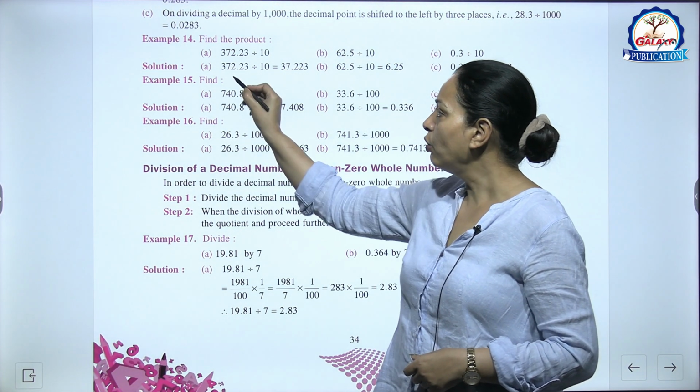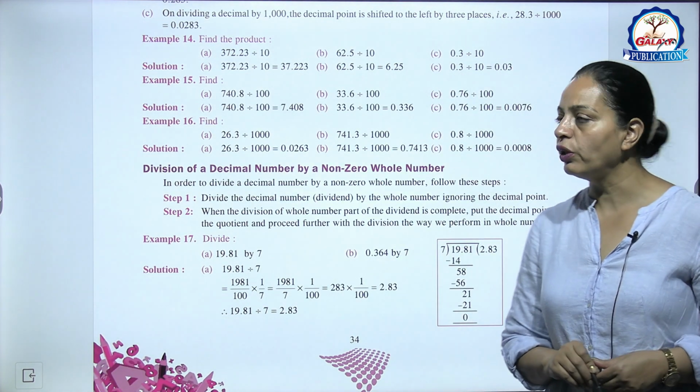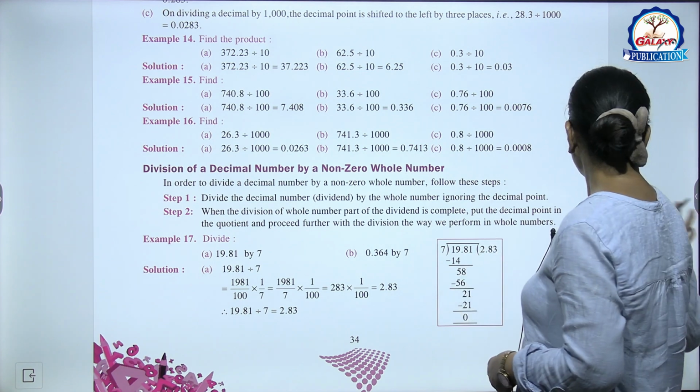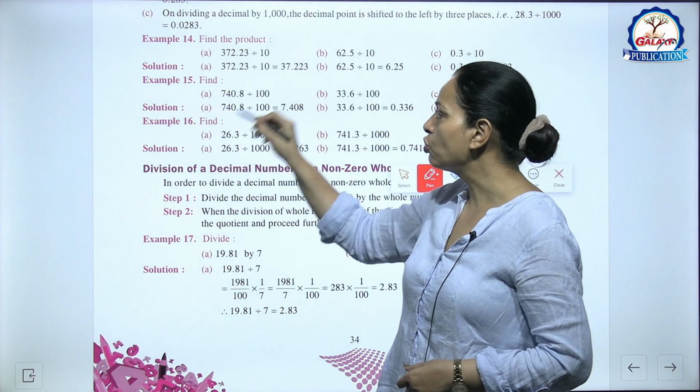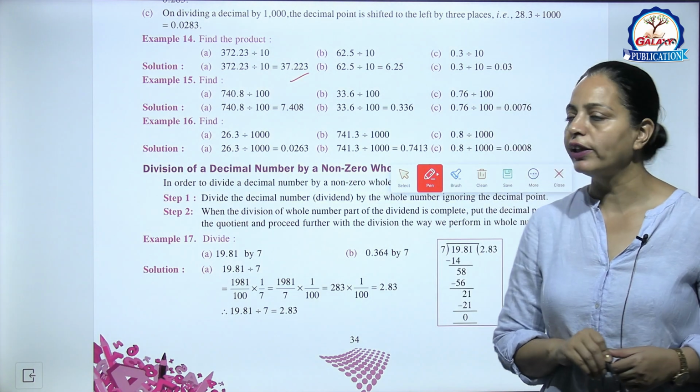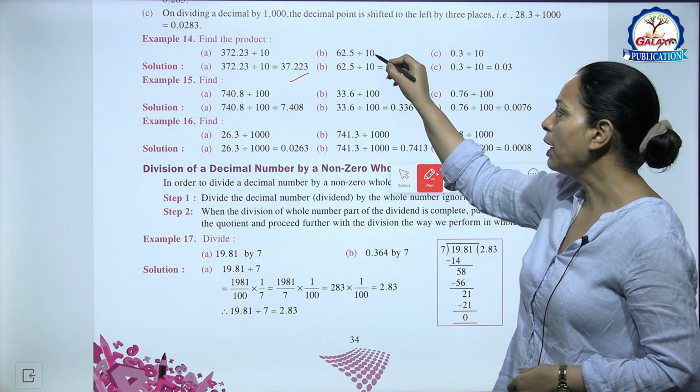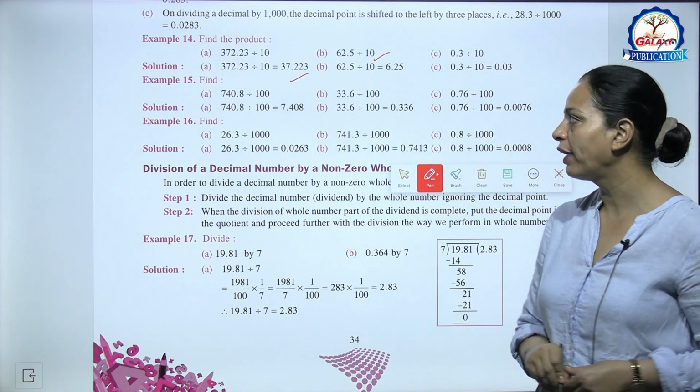Now see example 14. Find the product. A part, 372.23 divided by 10. So what to do? Decimal हम shift कर देंगे towards left by 1 place. Answer is 37.223. Now the B part, 62.5 divided by 10.